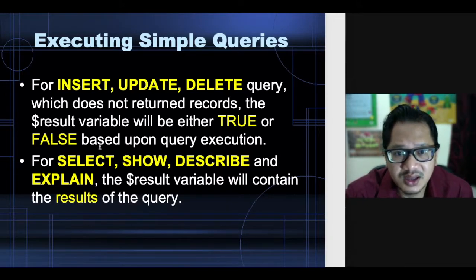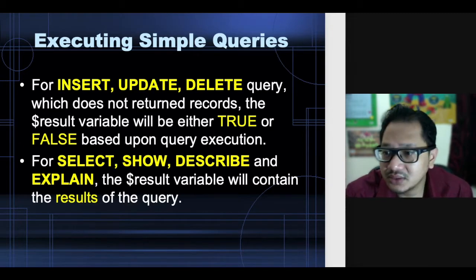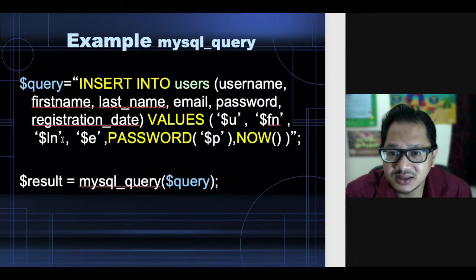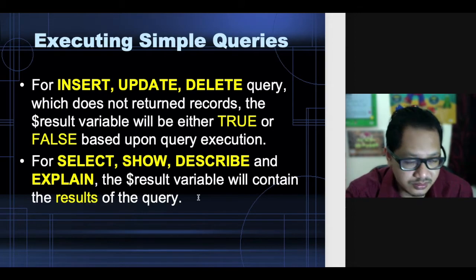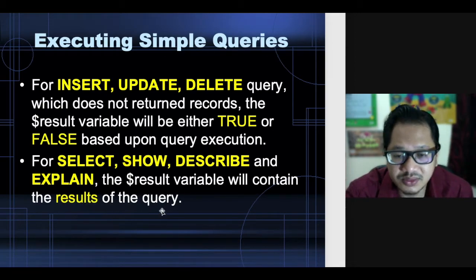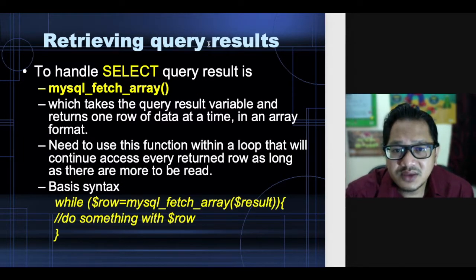If we select, there may be a result. When we select, there will be a result. But if we insert, we don't have a result. For select, show, describe and explain, the result variable will contain a result. When we show or describe, there will be a result in it. Then retrieve a query result.